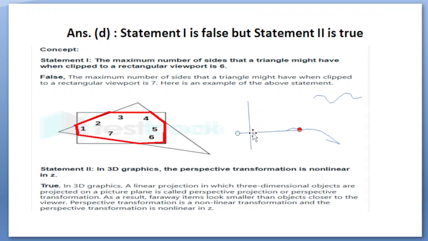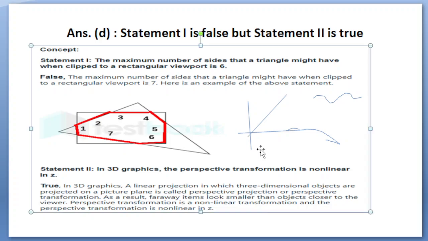Those values are linear, but there is no need to draw a z coordinate to draw a picture. The z values are non-linear. Linear means what? Linear means values like 1, 2, 3 digits, 1, 2, 1, 2, those kinds of values we call linear values. But z values are non-linear.